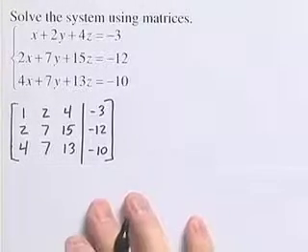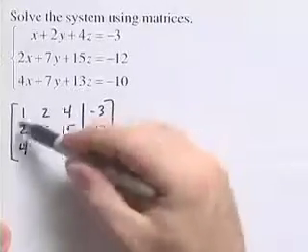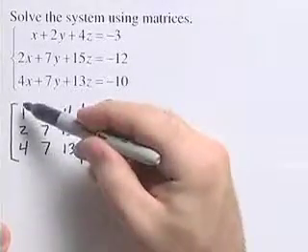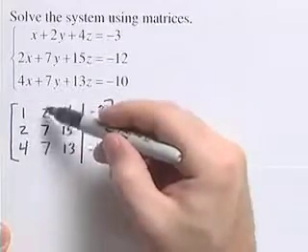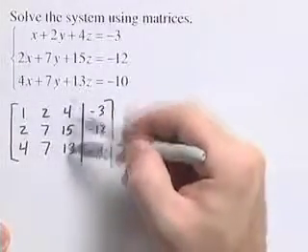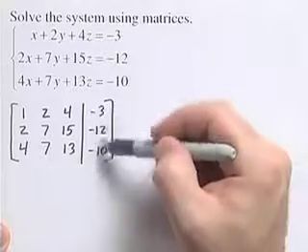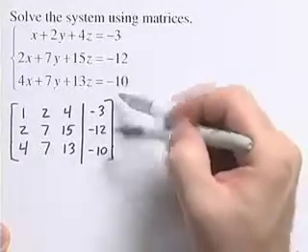Remember that the augmented matrix consists of two parts. We have all the coefficients for the variables. This first column would be the coefficients for x, then coefficients for y, and we have coefficients for z. Then this is the right-hand side, or our constant coefficient.